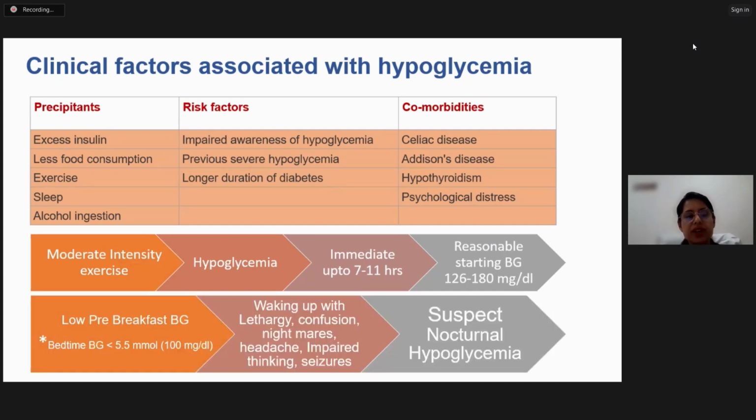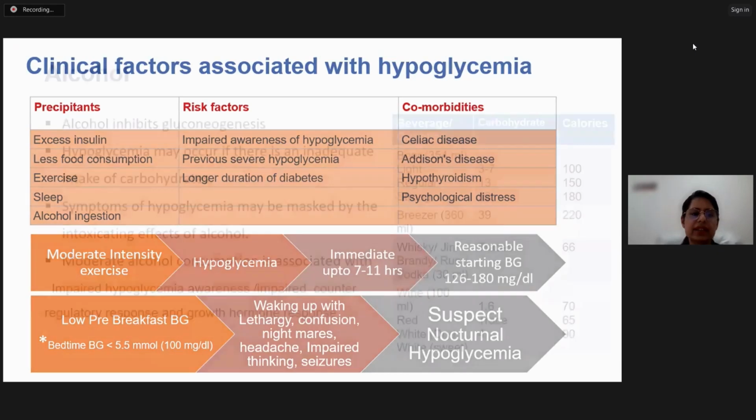If someone wakes up with low pre-breakfast blood glucose, with a bedtime blood glucose of less than 5 millimoles, and wakes up with lethargy, confusion, nightmares, headache, impaired thinking, or seizures, then it is important to suspect nocturnal hypoglycemia in that situation.